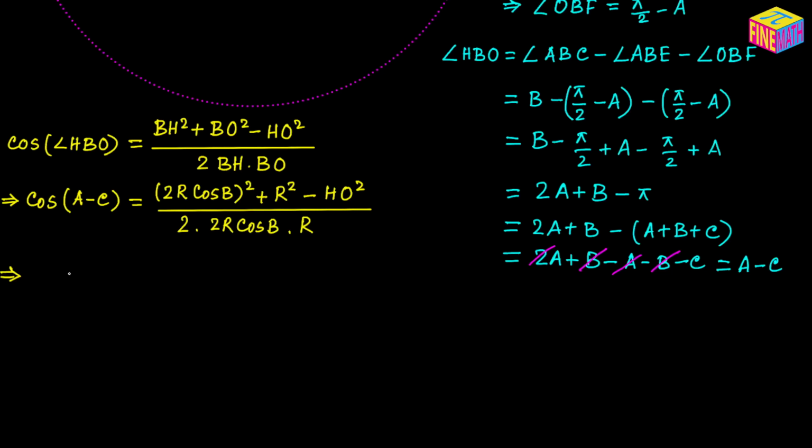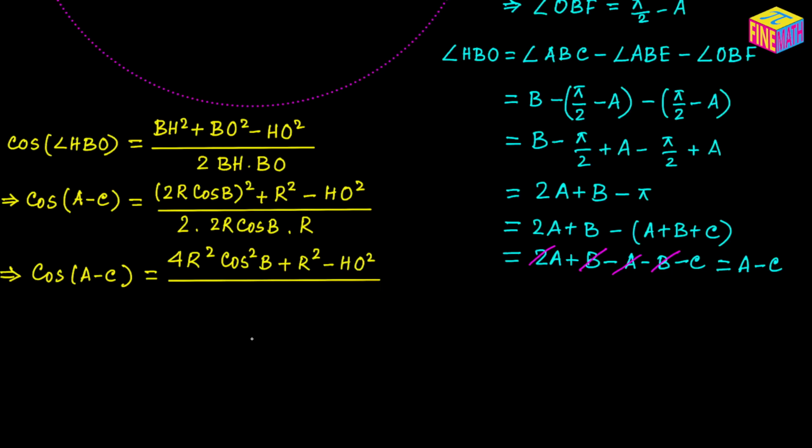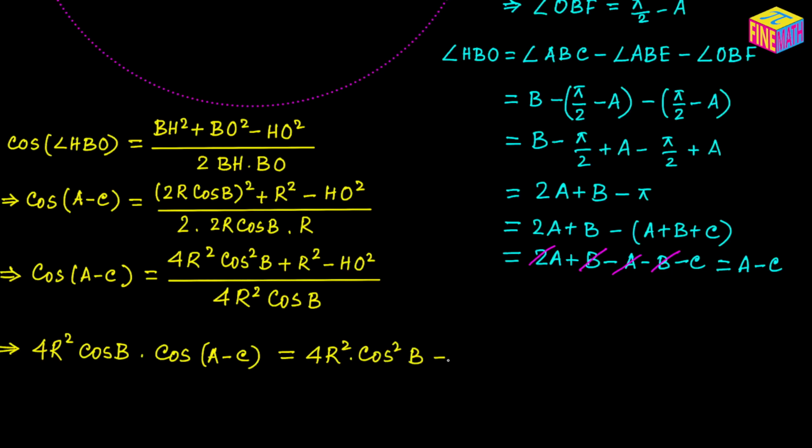So from here we can say cosine of A minus C can be written as 4 times R squared times cosine squared of B plus R squared minus HO squared over 4 times R squared times cosine of B. Now let's multiply both sides by 4 R squared cosine of B. Then it's going to look like this. On the left hand side we are going to have 4 times R squared times cosine of B times cosine of A minus C, and on the right hand side we are going to get the numerator there, so that would be 4 times R squared times cosine squared of B plus R squared minus HO squared.